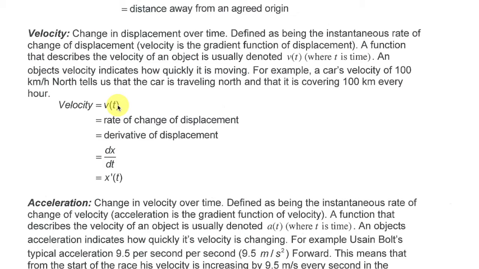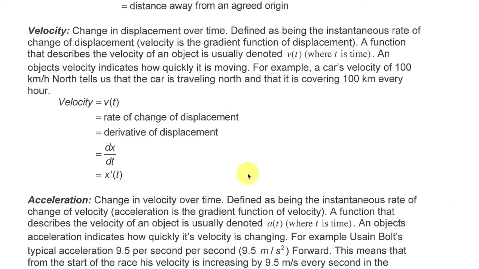Velocity, v of t, can be seen as being the rate of change of displacement. So how quickly has the object changed displacement in comparison to time? Or simply change in displacement over change in time. It's a derivative of displacement. So if we take our displacement function and work out its derivative, that will be equivalent to the velocity function. And we can write that as dx/dt, change in displacement over change in time, or x prime of t. So simply put, your velocity is equal to x prime of t.